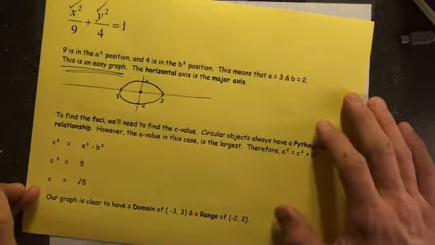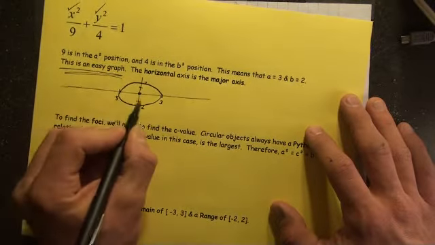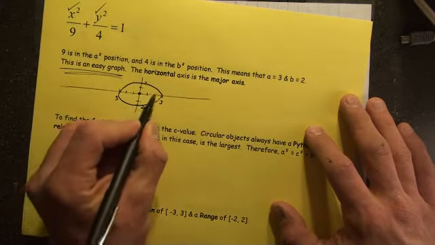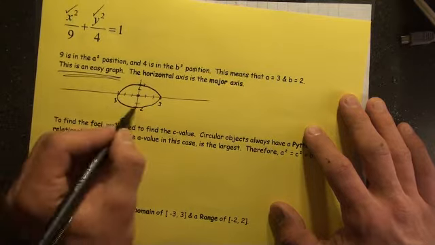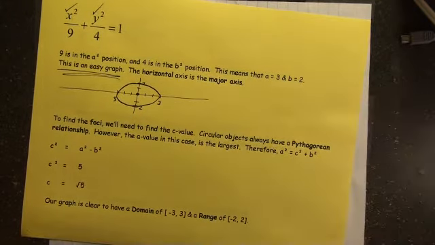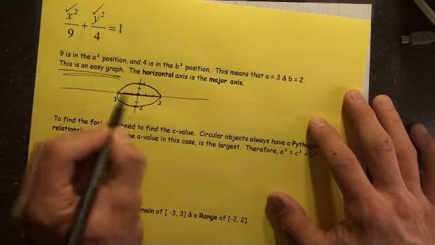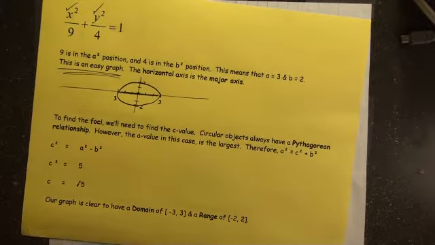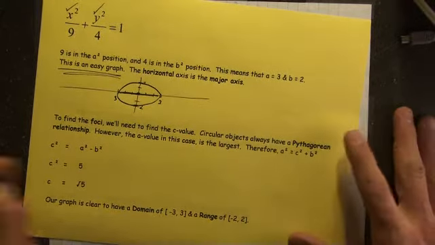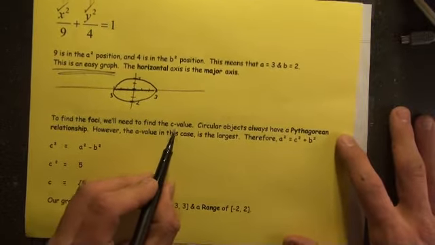That's the ellipse. Now, I guess you can put the little tick marks in here if you want to make it look perfect. Alright? Now, the horizontal axis is the major axis. So this is the horizontal axis. Okay. Now, it says to find the foci, we'll need to find the c value.